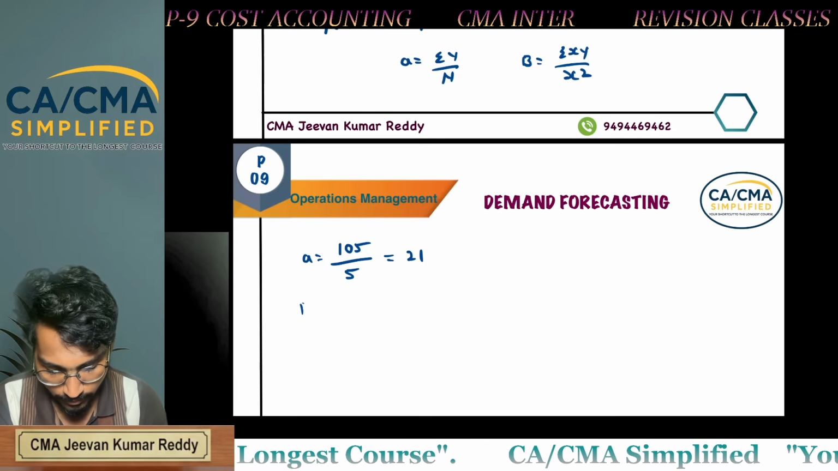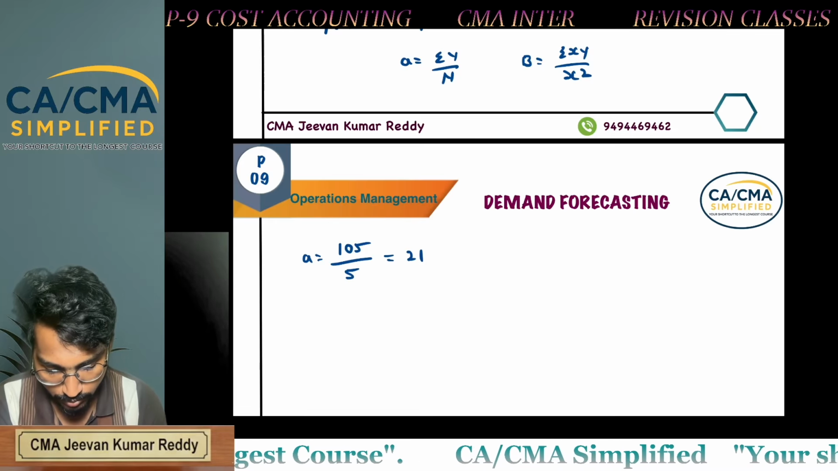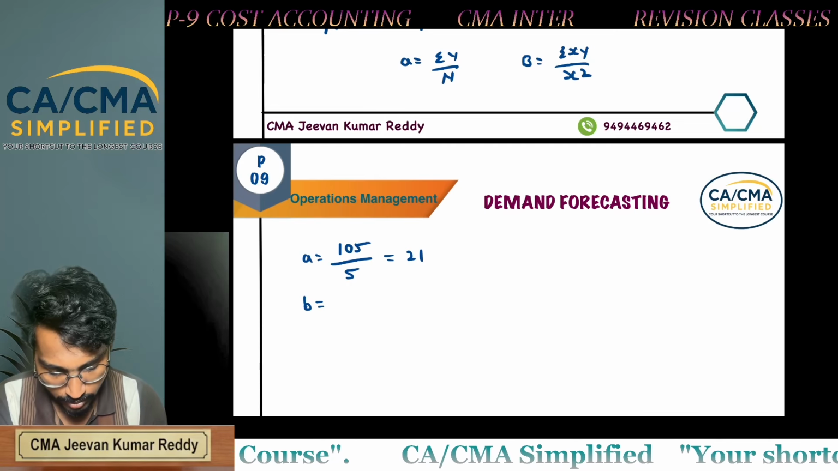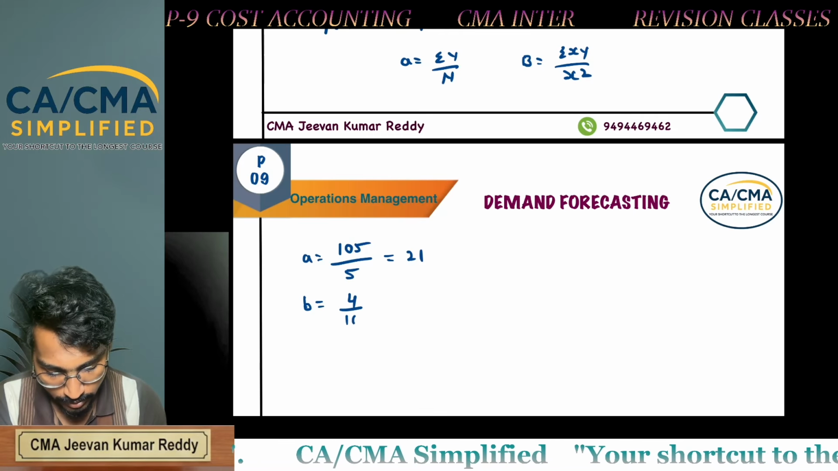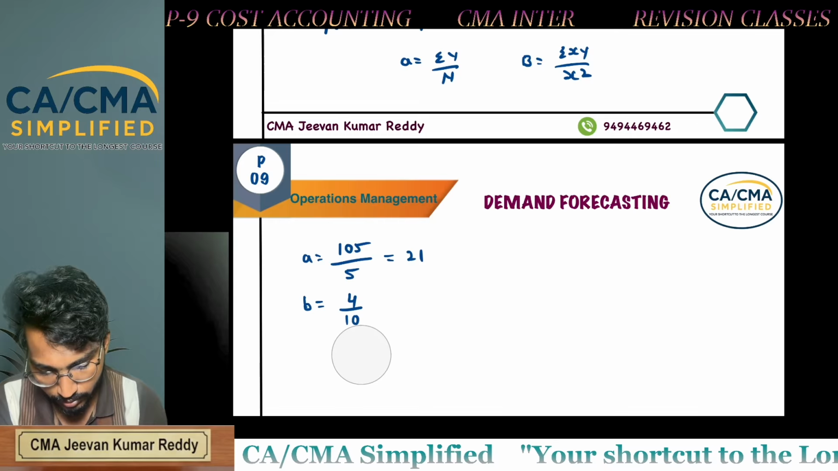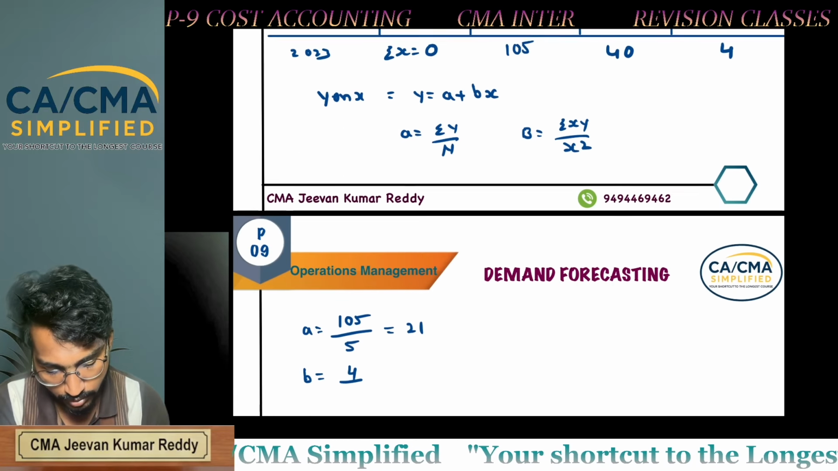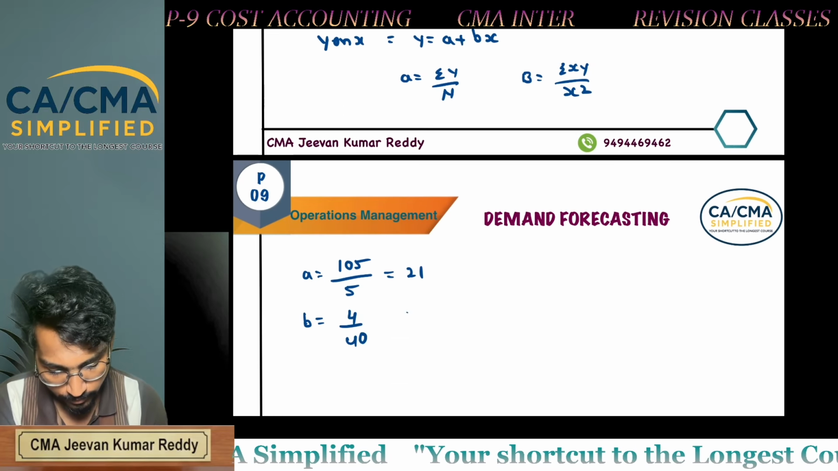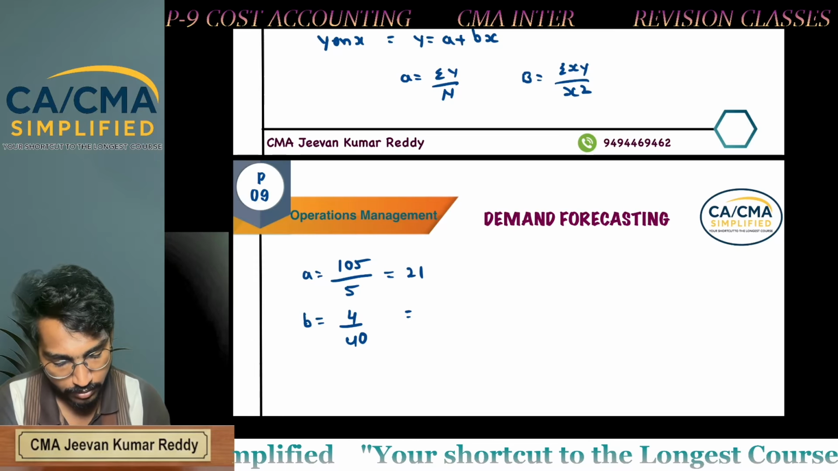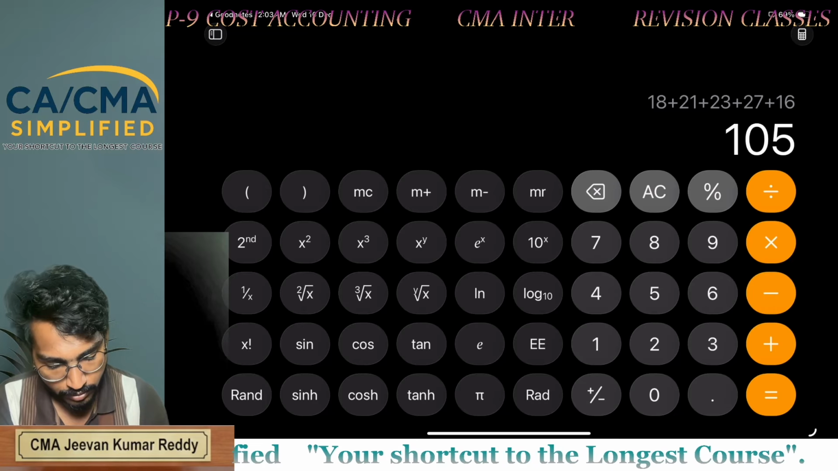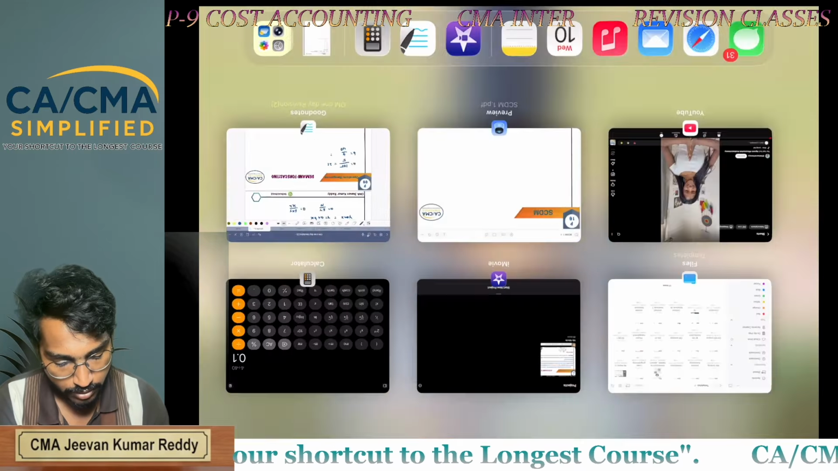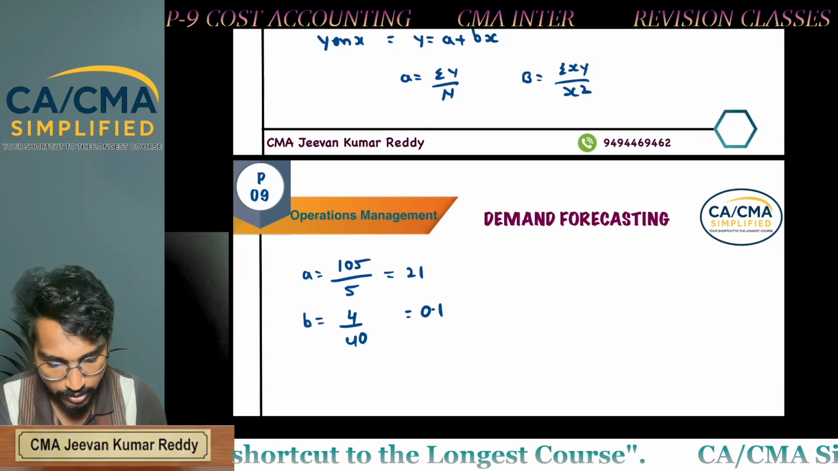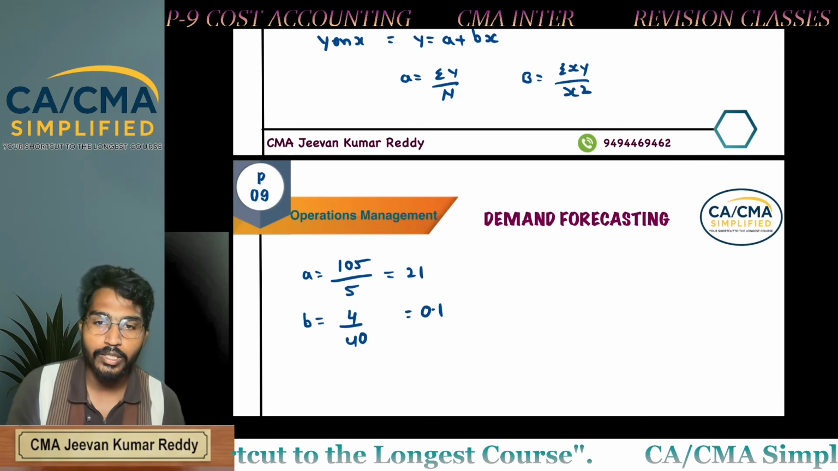And b is equals to summation xy divided by summation x square, that is 4 divided by 40. What is x square? 40. 4 divided by 40 means 0.1. That means every year your sales are increasing by 0.1.